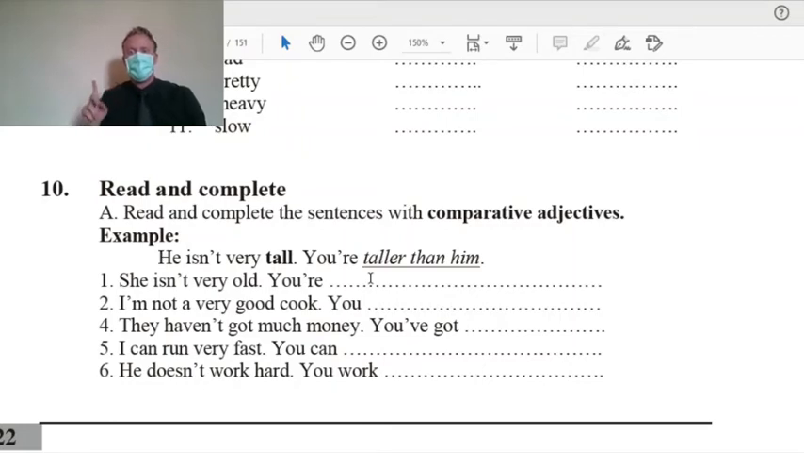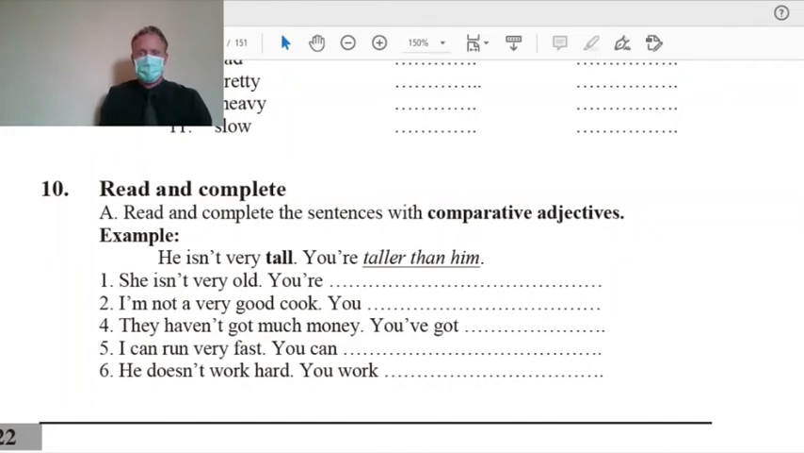We are going to read and complete the sentences with comparative adjectives. So this one is fairly simple. Use my formula that I showed you on comparative adjectives. I will put it on the screen one more time after the class, and you can use that formula.